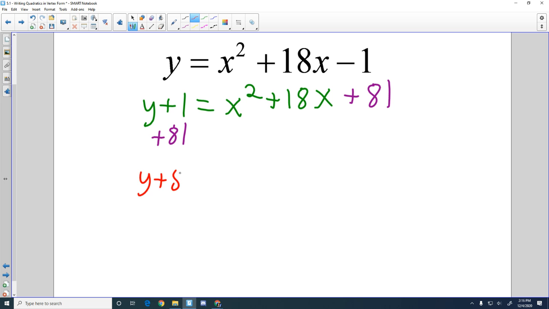82 equals x. Here I just take half of b. Half of positive 18. It's positive 9 squared. Isn't that a pretty easy step? Just taking it in half right away? Don't forget to subtract your 82.